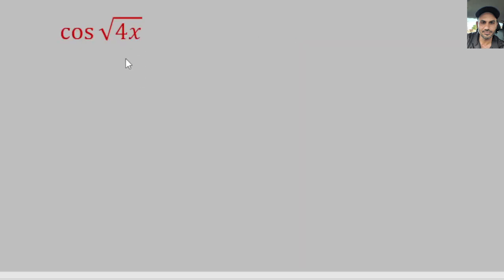Now let's work out another example. We have cosine of square root of 4x. This one I'm going to write a little differently. I'm going to substitute the exponent corresponding to the square root sign. So it's going to be cosine of 4x to the 1/2.